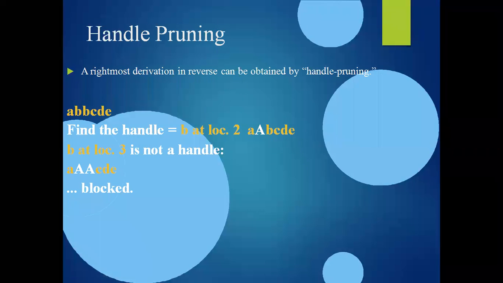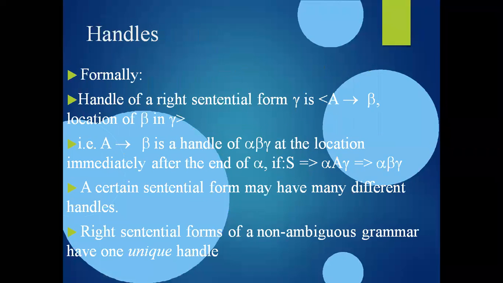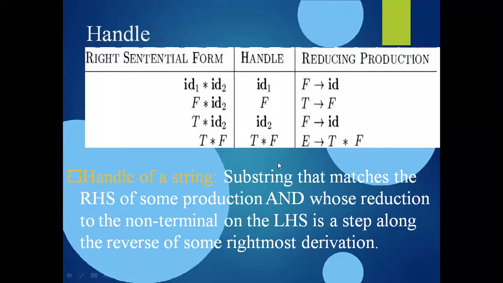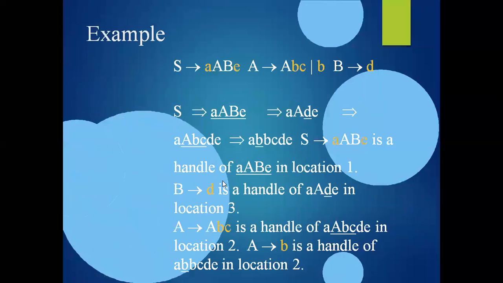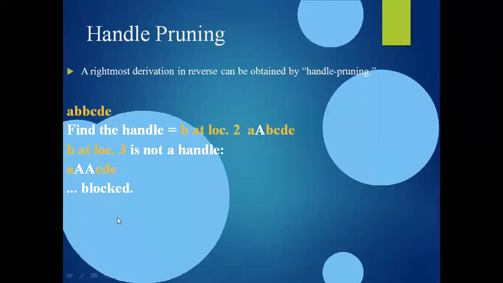In the example, we handle it and we prune by reducing with the production. We prune it by reducing them in the production, right? That's why it is named handle pruning. Here we have an example. What is the example?